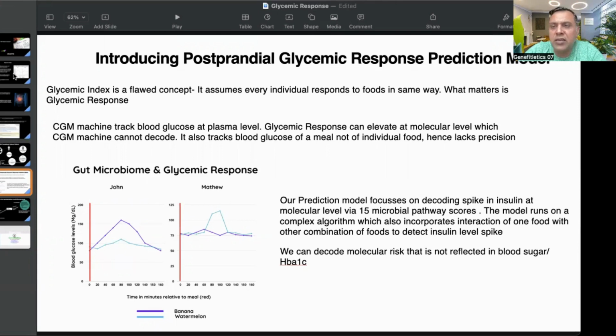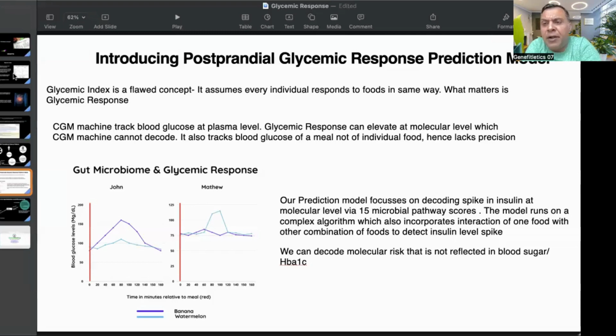There are certain molecular interactions which happen in the body which can impact your insulin sensitivity without impacting your blood sugar level at plasma level, right? For instance, if you have a suboptimal oxalate, things such as almond which are high in oxalate can trigger insulin resistance if your LPS production is high, right? So it's a very complex thing.